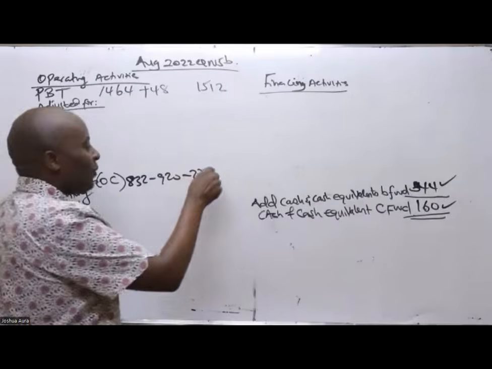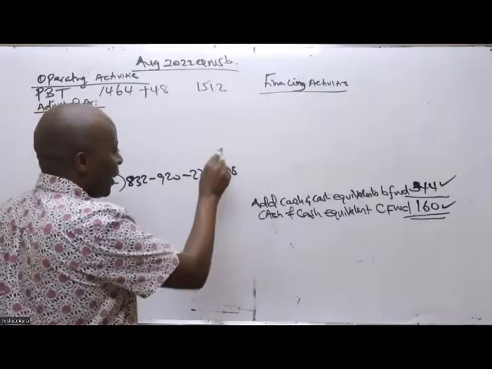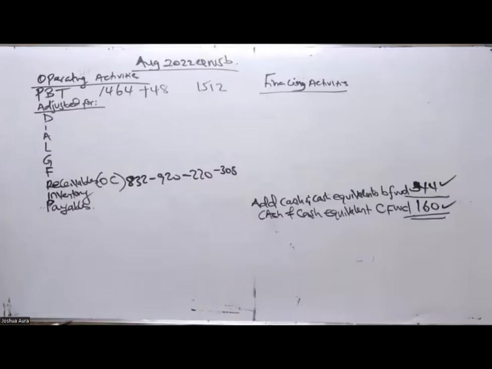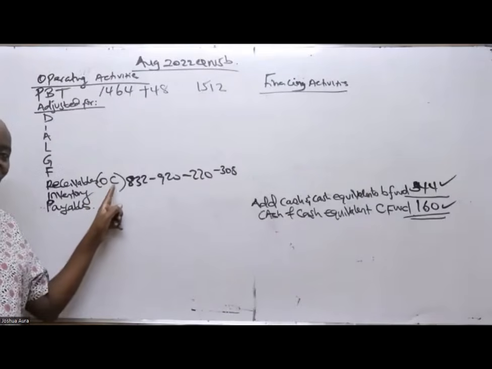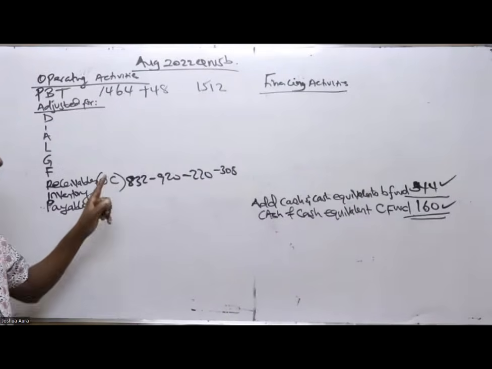It is negative 308. If it's negative, you simply write negative 308 there. Remember, it is opening 2021 minus closing always. And because it's an asset, no problem.